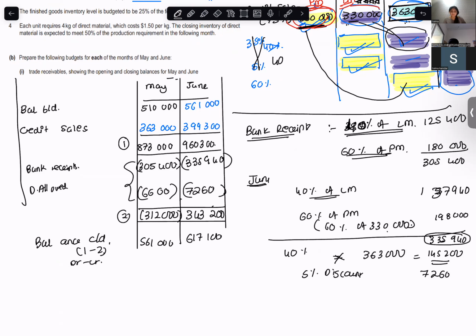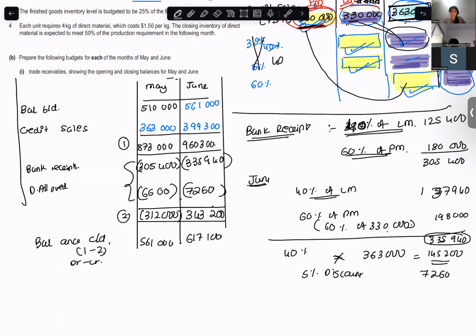Now, which budget have they asked us to make? They've asked us to make the production budget. Since they've asked us to make the production budget, they should give us the information about it. But do you remember the format of your production budget? And they want it in units. Do you remember the format? No, not really.